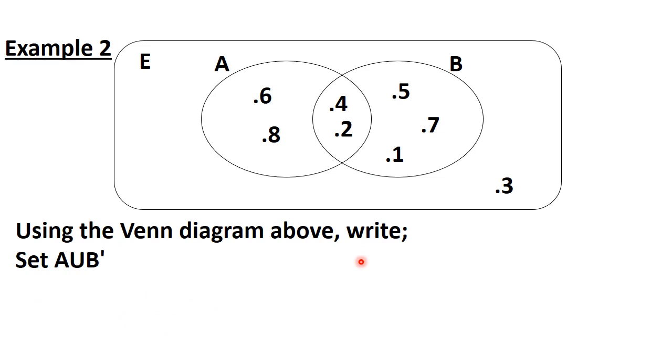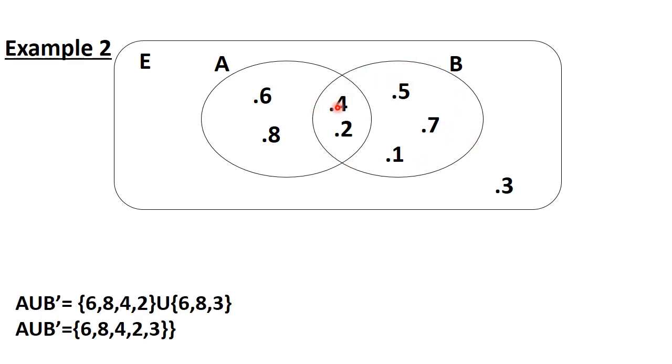The other question is set A union B complement. A union B complement. Again, you can use the technique that you prefer, but what they're talking about is you combine elements that are in A and elements that are in B complement. B complement is everything outside B, elements that are not in B. So if you want, again, you can use these things. So A is 6, 8, 4, 2 and B complement is 6, 8, 3. These are the elements that are not in B. So it's union, so you put them together.